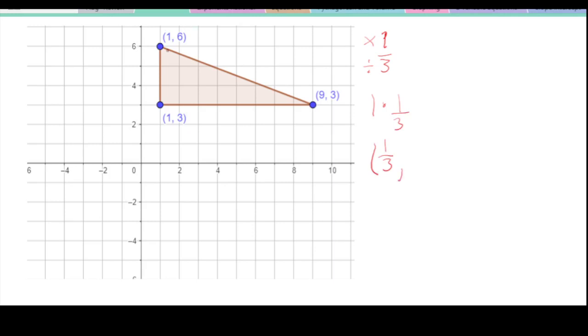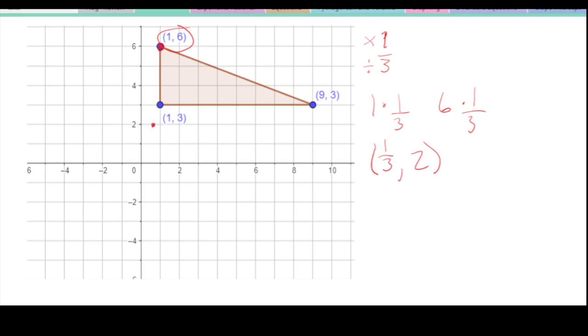And then I'm going to do the same thing with the 6. 6 times 1 divided by 3. 6 times 1 is 6, divided by 3 gives me 2. So this point would be at 1/3 and 2. So that's this new point.